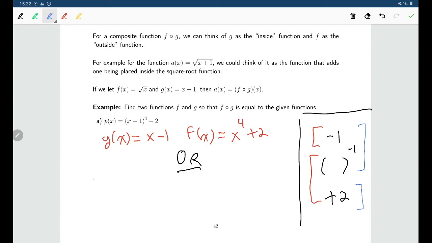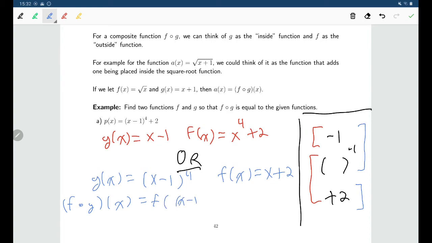So you could say maybe g of x does the subtracting 1 and raising that to a power of 4, and then f of x, the outside function, will just do that last step, the adding 2, so taking its input and adding 2. And you should quickly confirm here that f composed with g also gives you your original function back. F composed with g would be f of x minus 1 to the 4, that's g of x, and f takes that input and adds 2 to it, so f of x minus 1 to the 4 would be x minus 1 to the 4 plus 2, which is again your original function p of x.